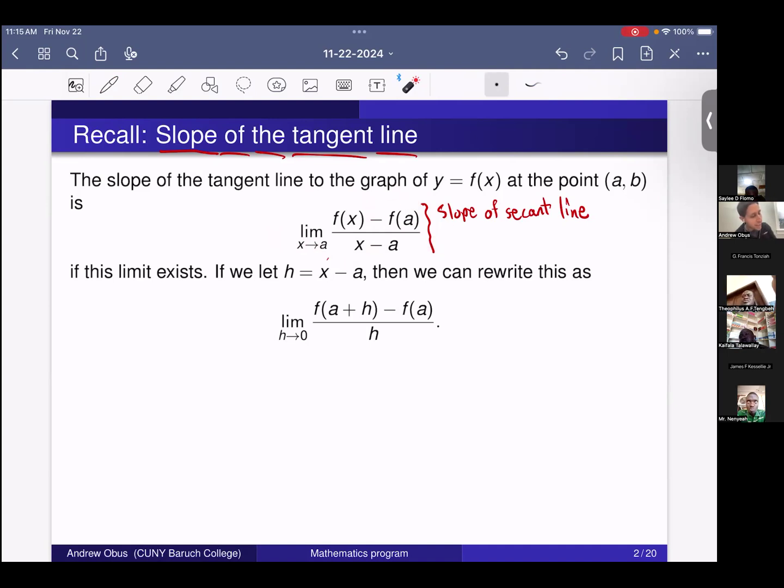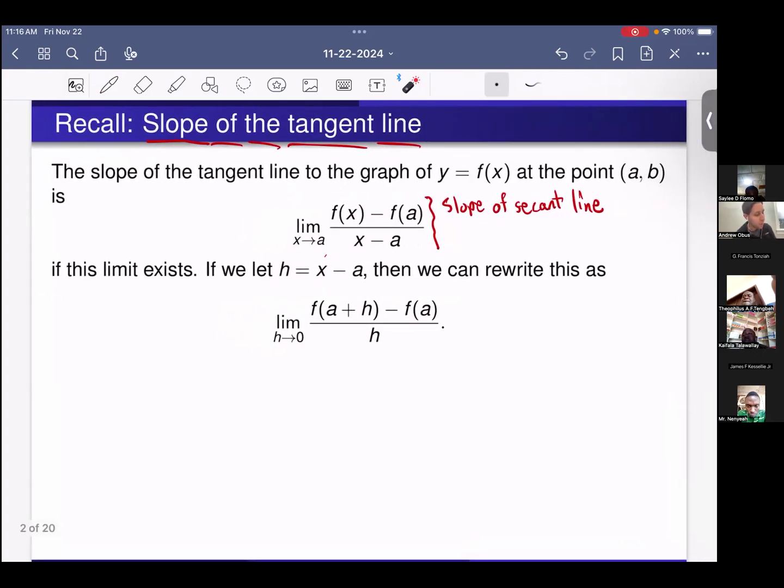We also showed last time that we can make a little change of variables. If you take a new letter h and you call h to be x minus a, then this limit up here is the same as this limit down here, which is used a little bit more often. So we can rewrite this as the limit as h approaches 0 of f of a plus h minus f of a, divided by h.